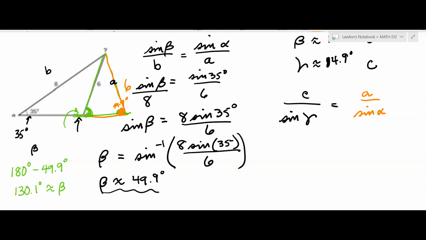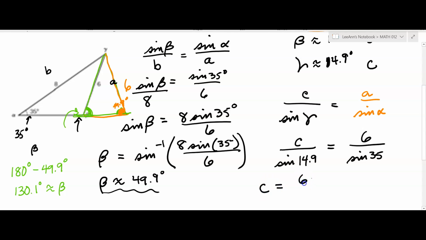Well, C over sine 14.9 equals, I think A was 6 over sine 35. Now you might be saying, hey, wait a minute, we weren't supposed to use a rounded off answer. We have no choice. We have to find C. So sometimes it just works that way. So C is going to equal 6 times sine 14.9 over sine 35. And there's going to be parentheses on these.